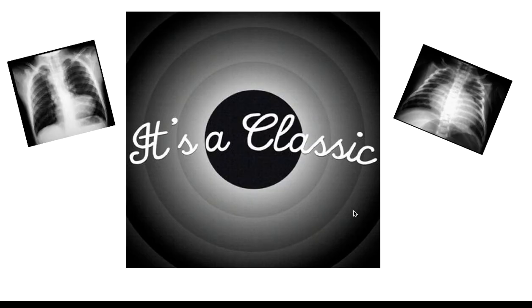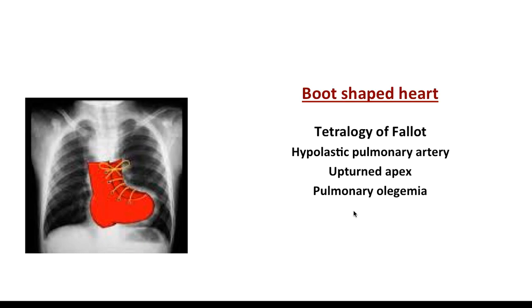Now finally we will look at some of the classical X-rays and why they are named so, right? So you can also guess these X-rays. This is one of the very classical chest X-rays showing one of the very classical cyanotic heart diseases. So as many of you must have guessed it, this is a boot-shaped heart, named because it appears like a boot, mainly because there is an upturned apex and there is a hypoplastic pulmonary artery which gives it the appearance of a shoe, and also there is pulmonary oligemia.